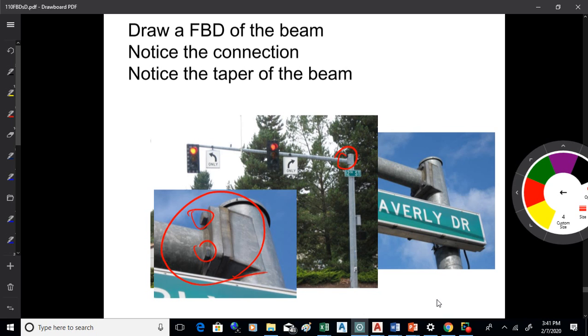What kind of connection do you have there where it's bolted up? What is that? Cantilever. Cantilever is the term. Fixed connection, there are different words for it. Those bolts will not allow the beam to move up or down. They won't allow it to move left or right, and they won't allow it to twist either, right?